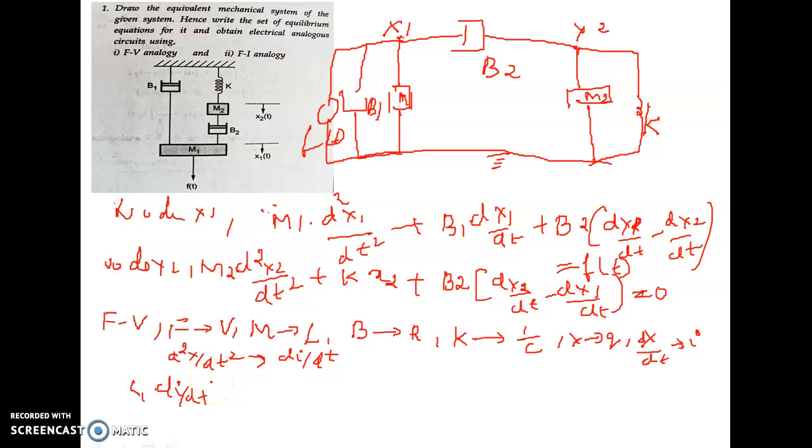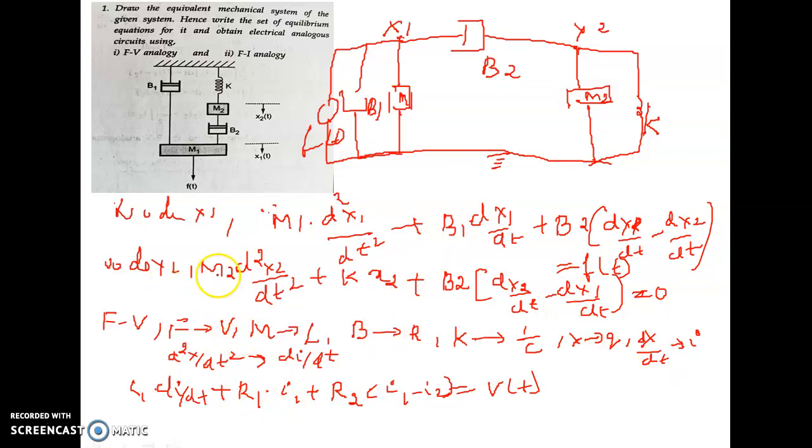Now again plus we have b1. b1 is r1 into dx1 by dt. So dx by dt is analogous to I, so that is I1, plus b2. b2 is again r2 into dx1 by dt, that is I1 minus I2, is equal to f of t. f of t is nothing but, f is analogous to voltage, so that is v of t. So this is the FE analogy expression for the first differential equation.